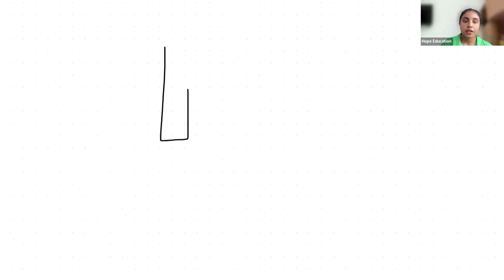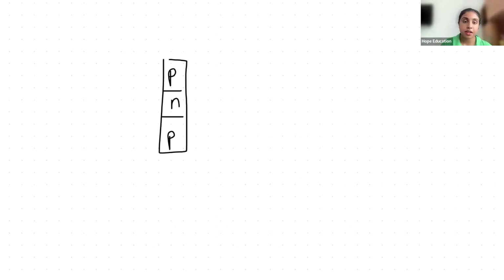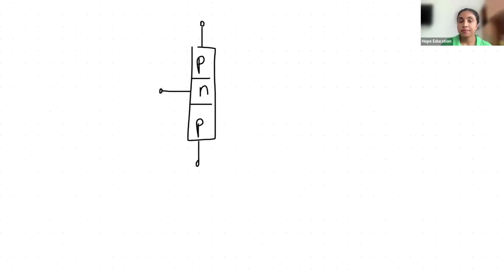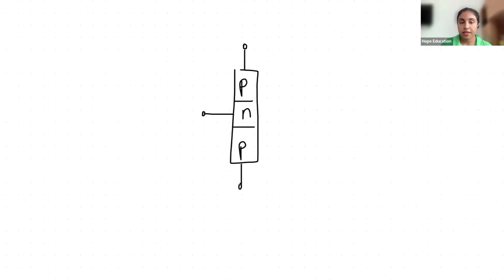We said that if we get a PNP transistor, in the two corners we have P and in the middle we have N, right? Then we know that there are three terminals coming from the three semiconductors, like this, and like this. What do we call this middle terminal? Yes, we call it the base. And as a symbol, you can even use capital B, right?